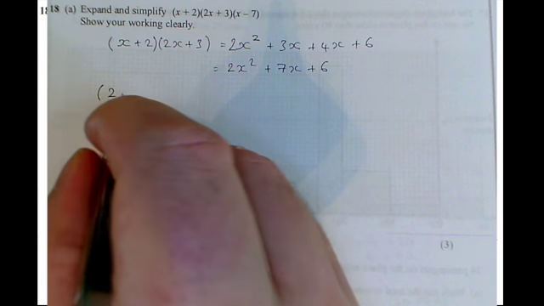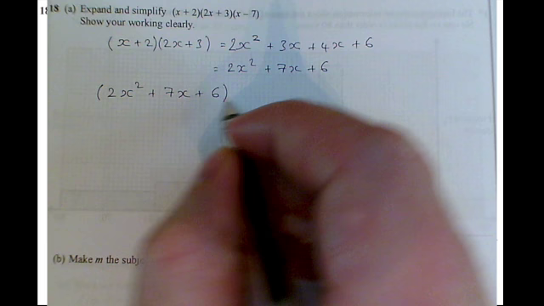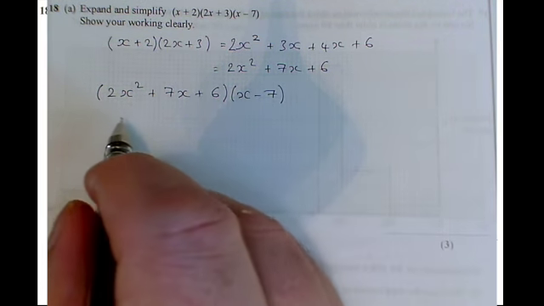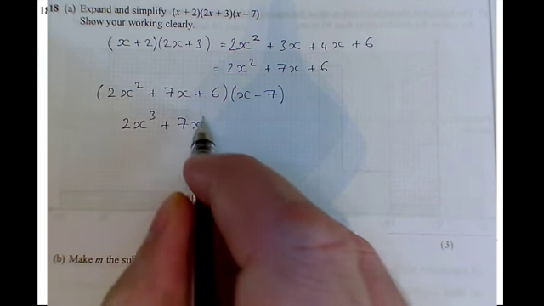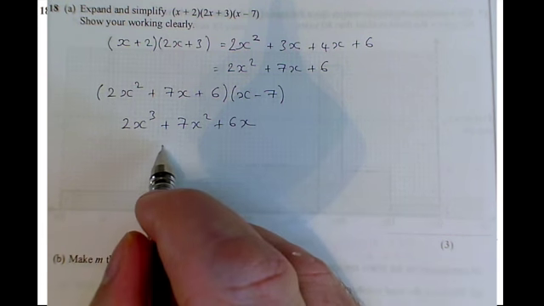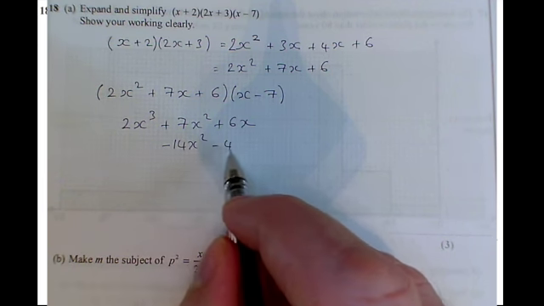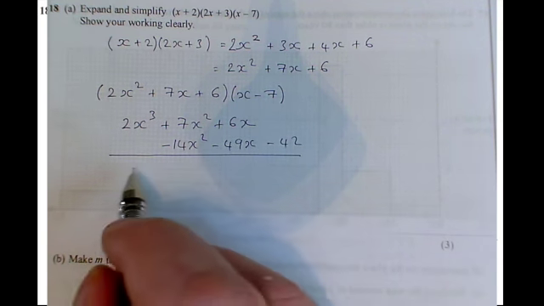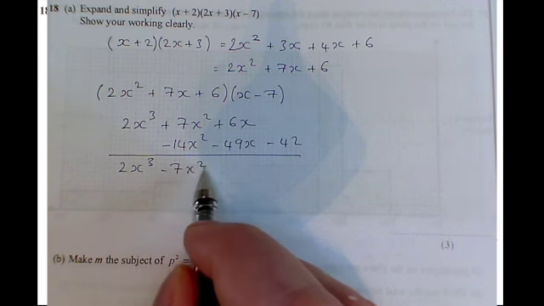And now I'm going to multiply what I've got so far with the third linear factor, x minus 7. Okay, and that's nice because I multiply through by x, I'm just going to get 2x cubed plus 7x squared plus 6x. And now I'm going to multiply through by minus 7, but look how I line it up. I'm going to keep the x squared with the x squared, so minus 14x squared, minus 49x and minus 42. If I add those together, I'm going to get my final answer, which is 2x cubed minus 7x squared.